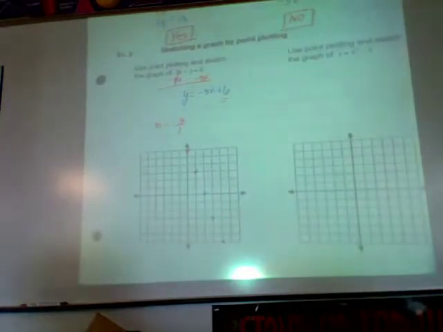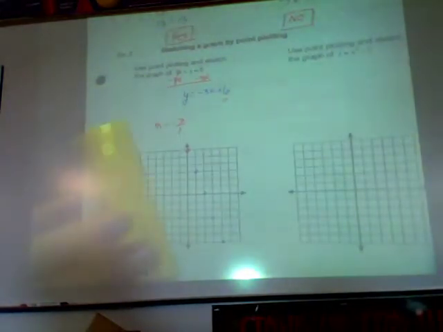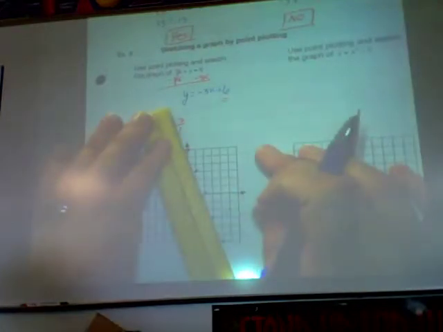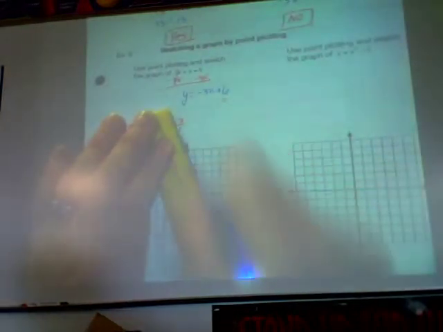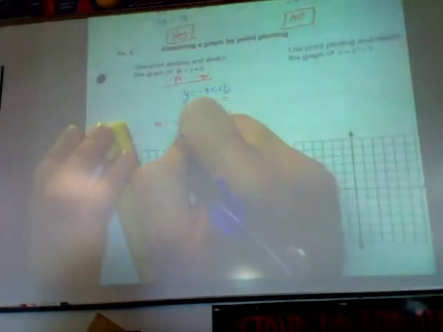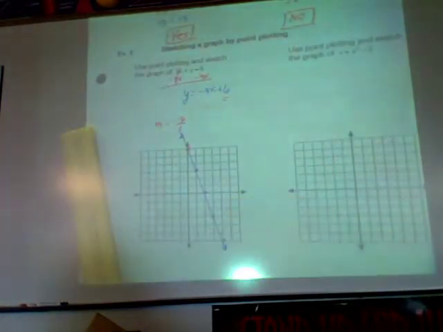And then use my straight edge and connect. Make sure you put an arrow on both ends of your line.